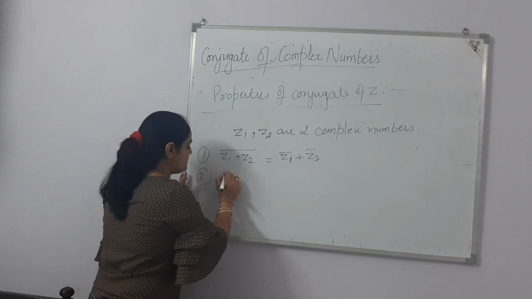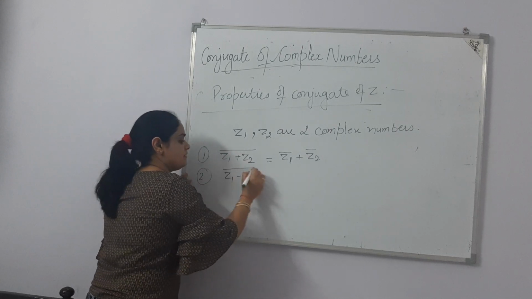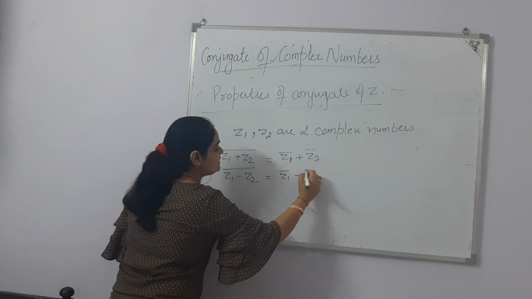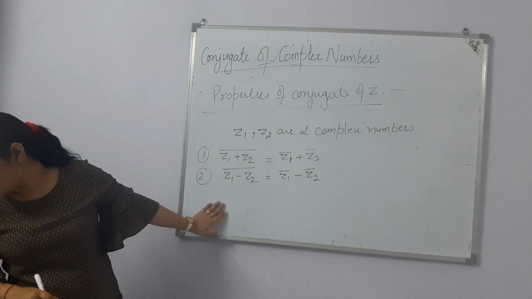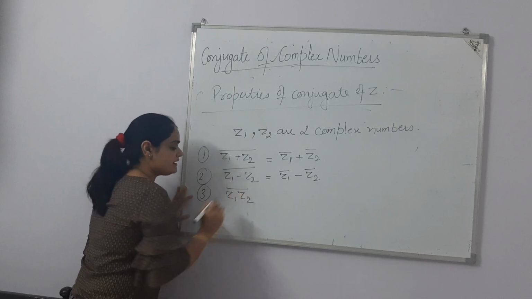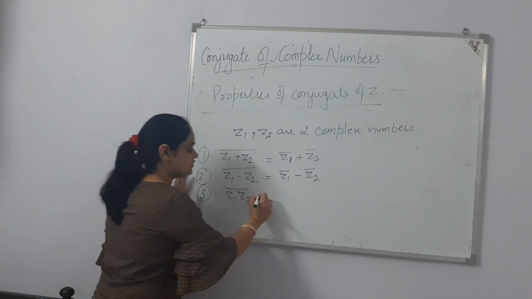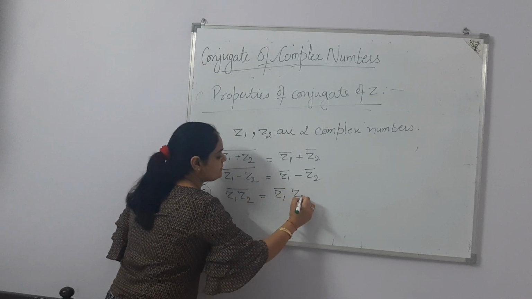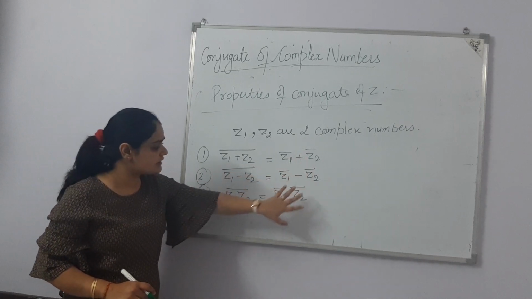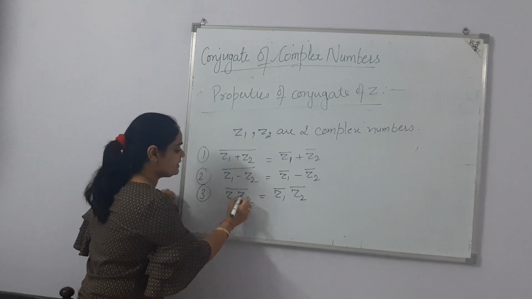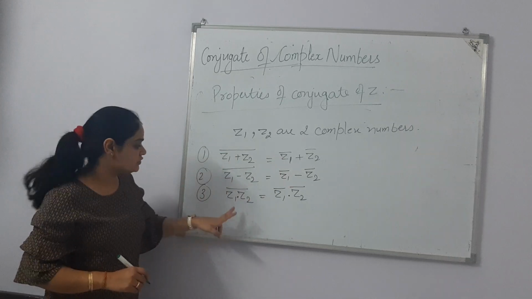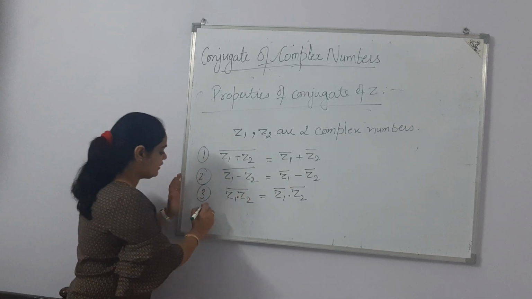Same with the subtraction sign. If two complex numbers are subtracted, then its conjugate is z1's conjugate minus z2's conjugate. Now the third property is regarding multiplication. The conjugate of z1 z2's multiplication is z1's conjugate multiplied by z2's conjugate. That means we can split in case of addition, subtraction, and multiplication. There is no sign, that means there is a multiplication sign. So z1 conjugate multiplied by z2 conjugate is equal to z1 z2 whole conjugate.